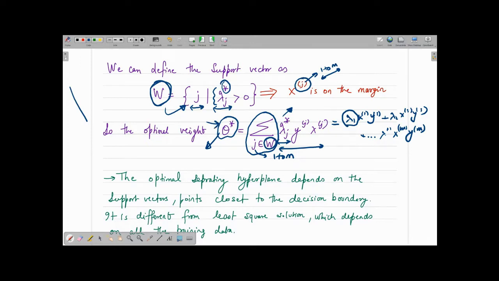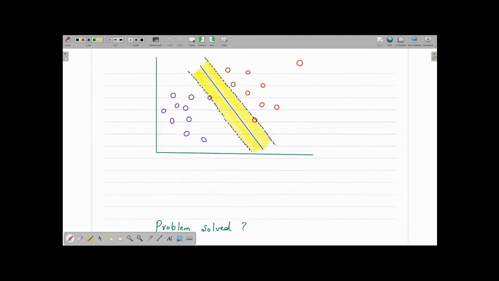So the optimal separating hyperplane depends upon the support vectors, the points closest to the decision boundary. It is different from the least square solution on the training data set. I discussed this last time: the least square solution will create problems because of this point. If it moves a bit, your boundary will change. Whereas in case of support vectors, if your support vectors' positions are not changing, then the decision boundary will remain fixed. So that is the advantage.